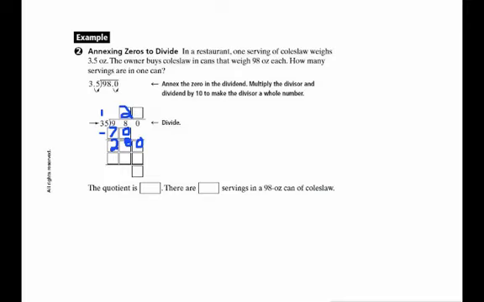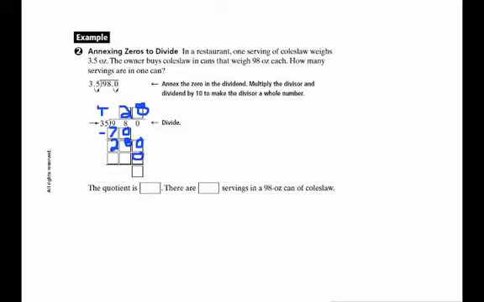We can use some mental math to help us out here. 35 is halfway between 30 and 40. 30 would go into 280 9 times, because 9 times 3 is 27, so that would be 270. 40 goes into 280 7 times. So since 35 is halfway between those two, we're going to check and see if it will go in 8 times. 8 times 5 is 40.